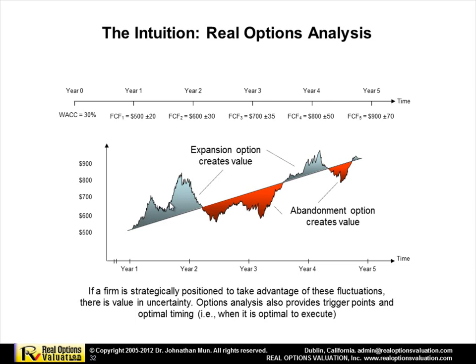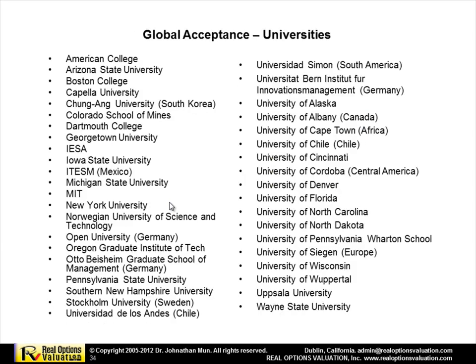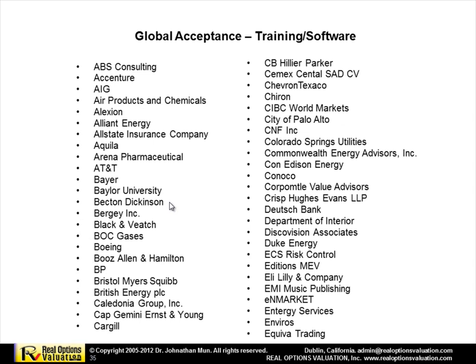So real options analysis tells you what you can do given those uncertainties, and is the outcome of your risk analysis, if you will, to mitigate your risk and take advantage of the upside, as we've seen in this slide previously. So there is global acceptance, a lot of universities around the world teaching this. They're using my books, thank God. And different corporations in different locations around the world are using these types of applications, of course.